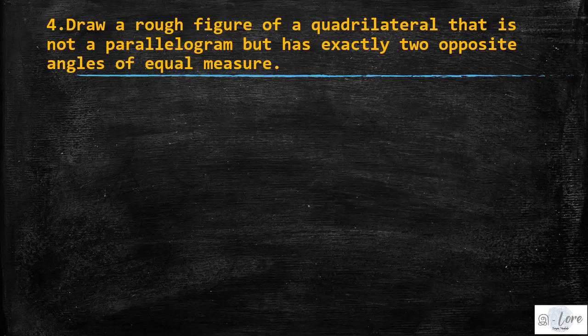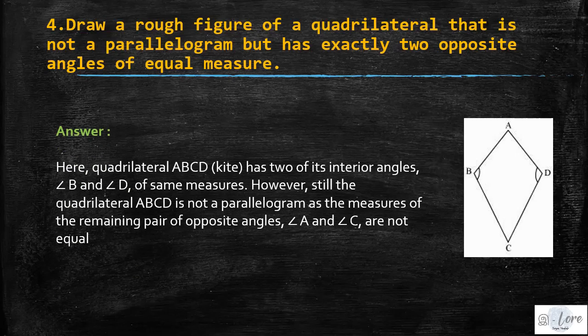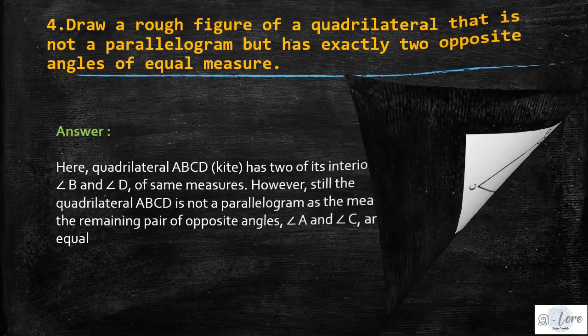Remember the properties, whatever the classification of quadrilaterals we used. Yes, this figure ABCD. So the opposite angles are equal. So here quadrilateral ABCD, kite is the name of this figure, looks like a kite, has two interior angles B and D of the same measure. However, still the quadrilateral ABCD is not a parallelogram. So try to understand, it's not a parallelogram, but we can get an answer.